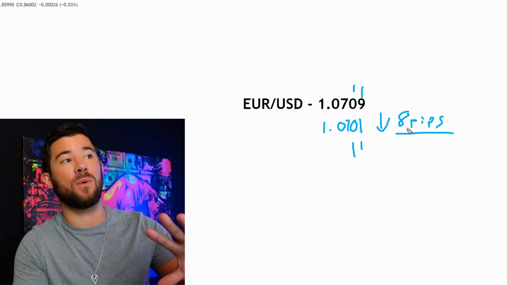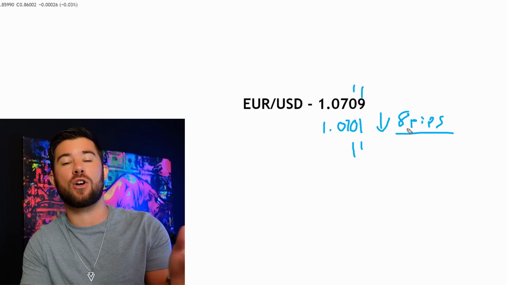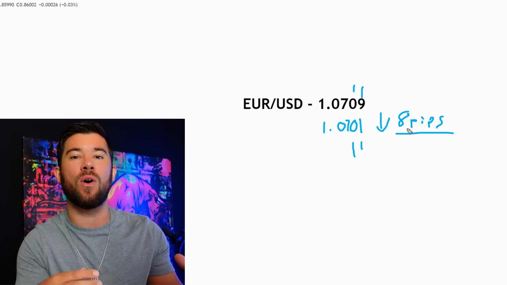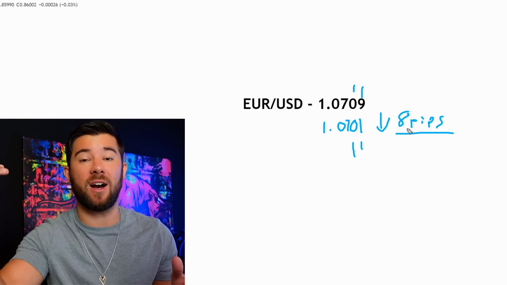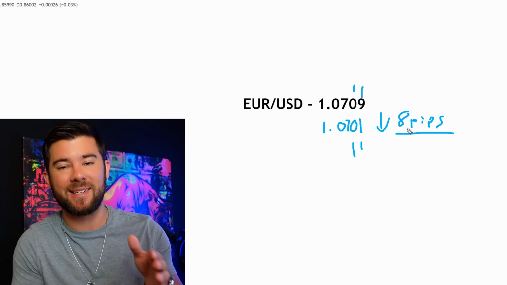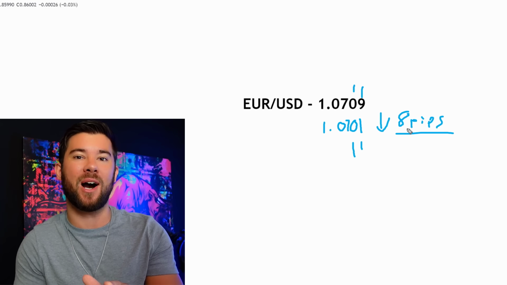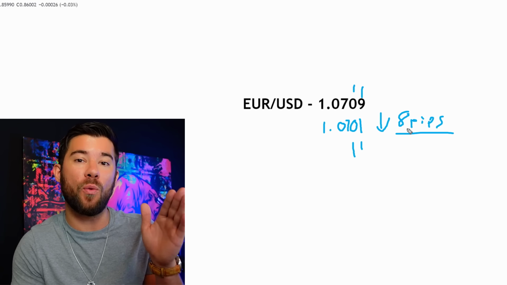So what we're going to do now that you understand a regular currency pair in terms of pips, where the pip is, and how to determine how much a currency pair went up and down using pips, let's now take a look at a JPY pair and where the pip is on those pairs.